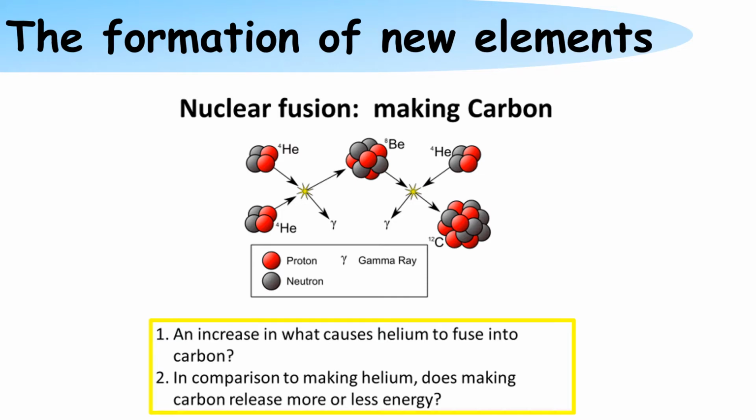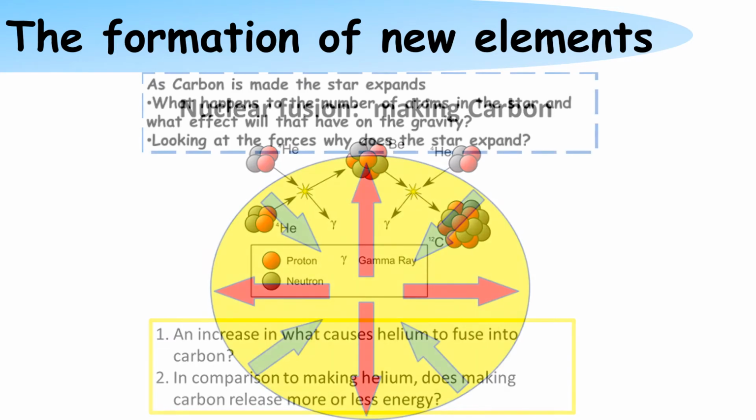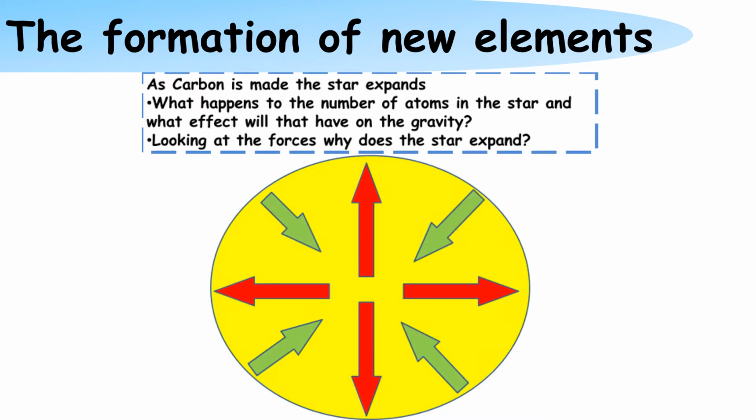So, helium fuses together to form larger elements, not just carbon. It can also form things like beryllium and anything between helium and carbon in the periodic table. As carbon is made, the star expands as this releases more energy. After all the helium and hydrogen has been used up to form carbon, the star begins its first decline towards supernova.